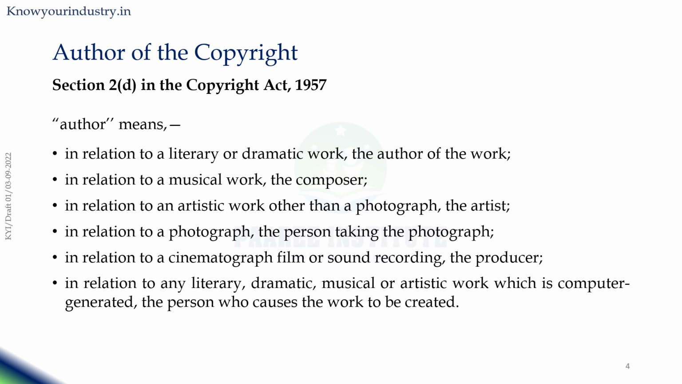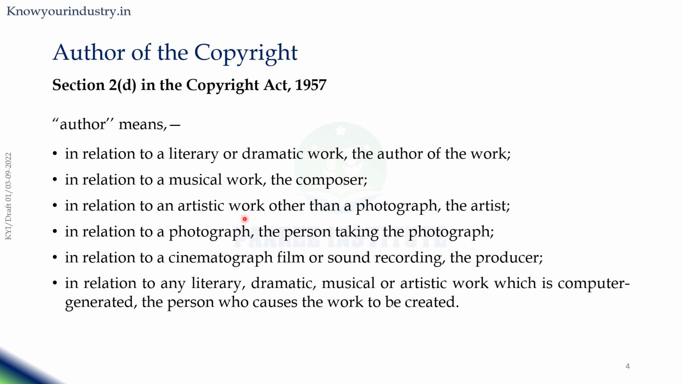As we discussed before, Section 17 says the author of the creative work is the first owner of the copyright. Then we need to understand who is the author of that particular creative work. Section 2(d) in the Copyright Act 1957 defined the term author. Author means, in relation to a literary or dramatic work, the writer of the work. Then he is the first owner of the copyright. He has the legal protection. In relation to a musical work, the composer is the author of the work. He is the first owner of the copyright.